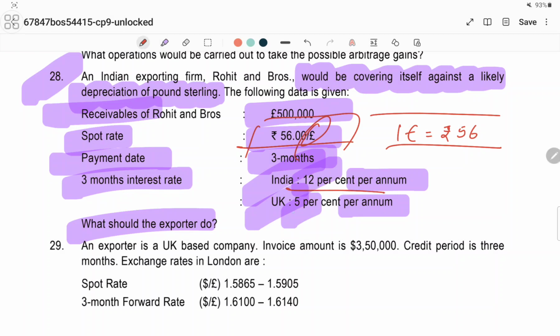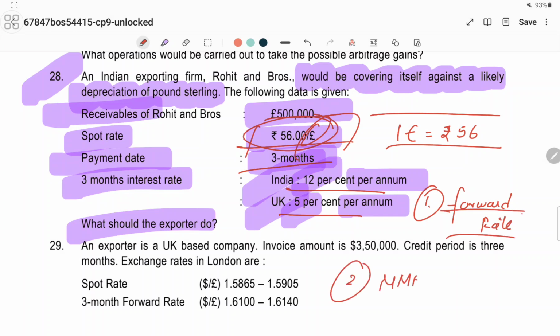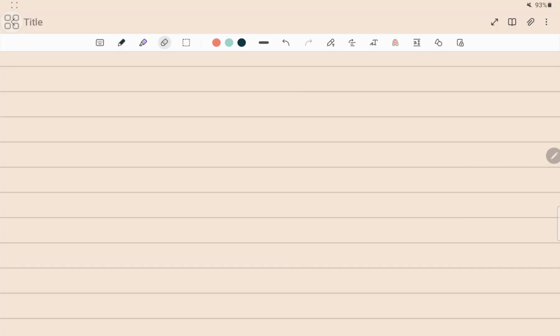See, first, interest rates are given to me, spot is given to me. So first option would be to enter into a forward contract. I can find the forward rate. Very easily I can find the rate. That is simple. The second thing is the money market hedge. Currently we are focusing on the money market hedge because forward contract is very easy. So let us go.